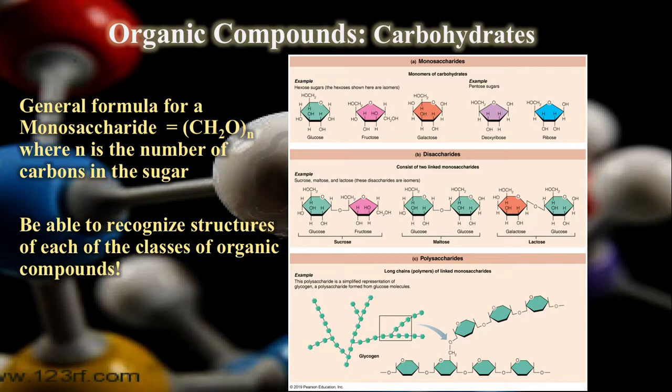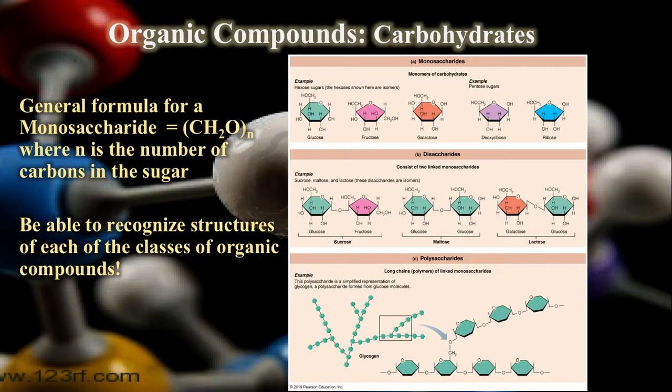Okay. Now these, some of them you'll see have 6 sides. Some of them have 5 sides. We could call them something a little bit different. So if it has 6 sides, it's a hexose. If it has 5 sides, it's a pentose. Based on how many carbons are in a ring. Okay, that's not important.